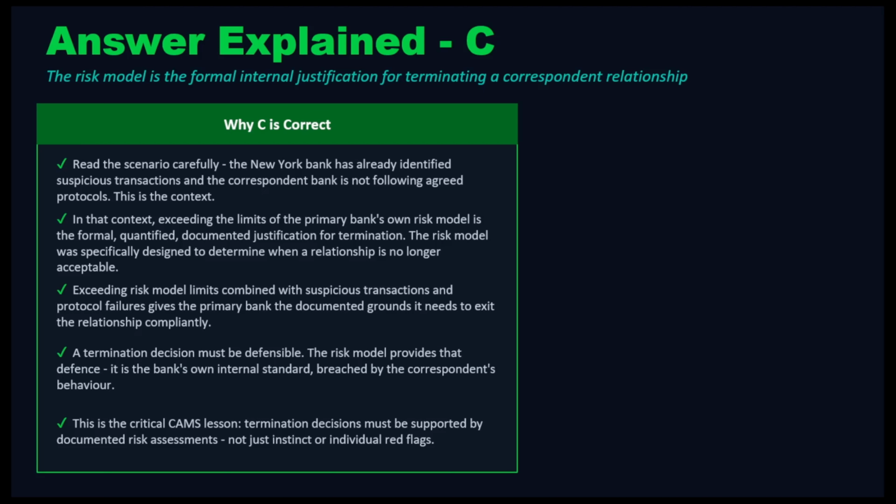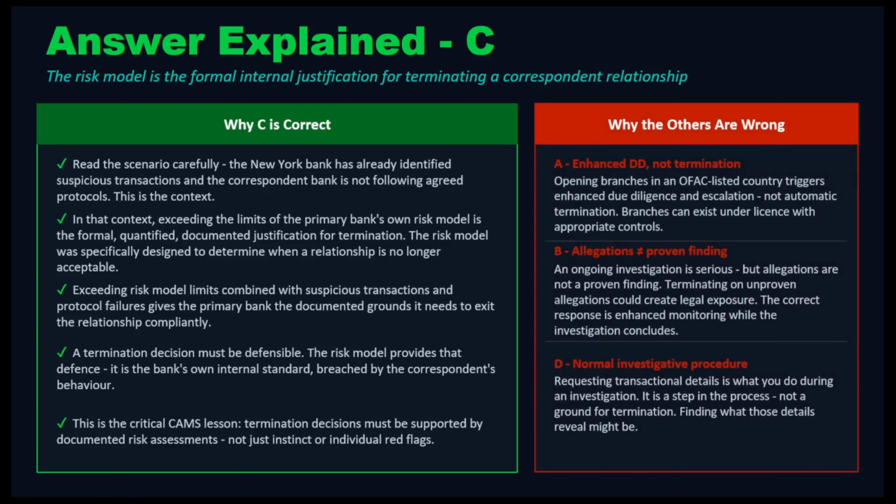Let's see why other options are wrong. Option A, opening branches in an OFAC listed country is serious, right? But it triggers enhanced due diligence and escalation, not automatic termination. Branches can exist in high-risk jurisdictions under license and appropriate controls. This is a flag for deeper investigation, but it's not a ground for walking away without more information.